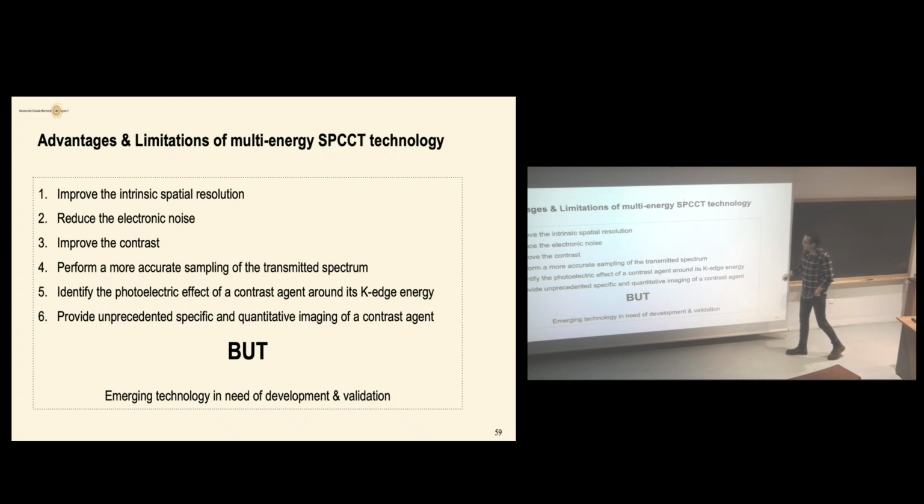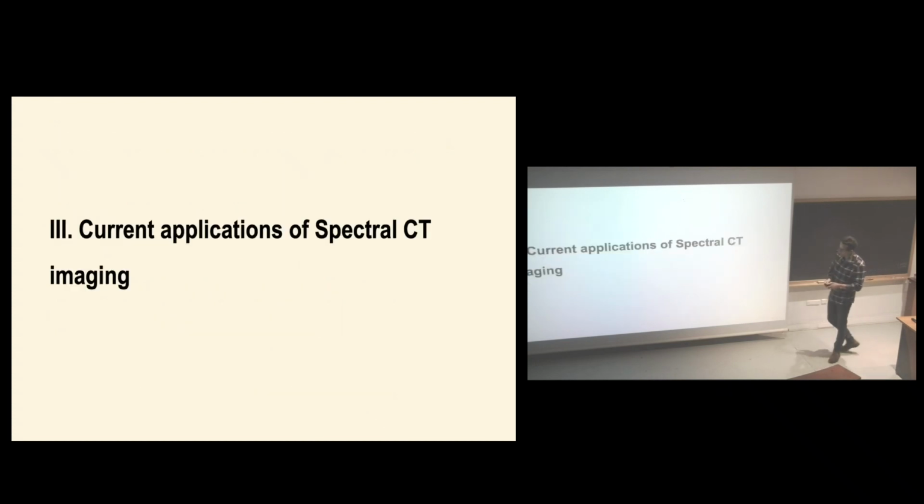Okay, so that means that in terms of advantages and limitations, we saw that you improve the intrinsic spatial resolution, you reduce the electronic noise, you improve the contrast, you perform a more accurate sampling of the transmitted spectrum, you identify the photoelectric effect of a contrast agent around its K-edge energies that show you qualitative and quantitative capabilities, and at the end you provide an unprecedented specific and quantitative imaging of one or two contrast agents. However, it's an emerging technology, and that's why there is an important need of development and validation. And we'll go now to current and then to perspective clinical applications.